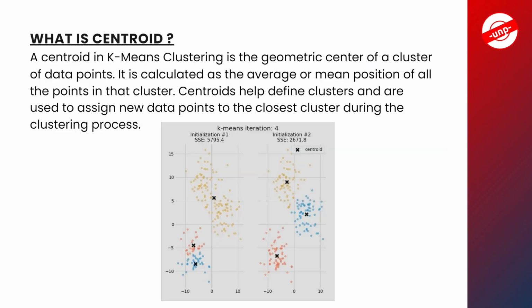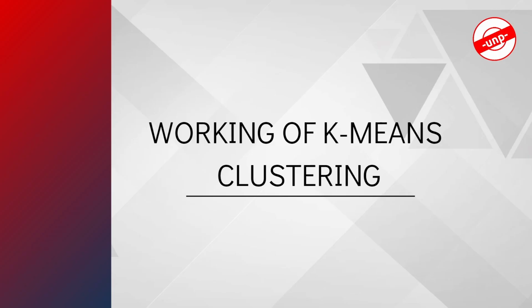Let's now look at what is a centroid. A centroid in K-means clustering is the geometrical central point of a group of data points. It is found by calculating the average position of all the points in that group. Centroids help to define each group and are used to decide which group a new data point belongs to by finding the closest centroid. Let's now understand the working of K-means clustering.